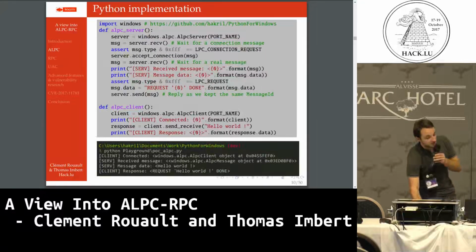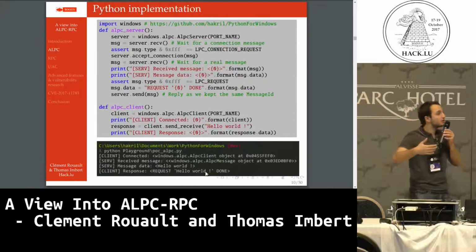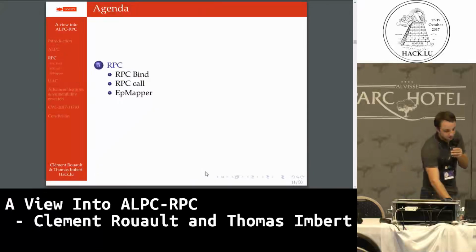The client is even simpler. We have an ALPC client which connects to a given port name, sends the message hello world, and waits for a response. The response, of course, contains the following data: request hello world done. So we have the proof here that the message was indeed sent to the server, which handled the connection and the message, and sent us back this message.